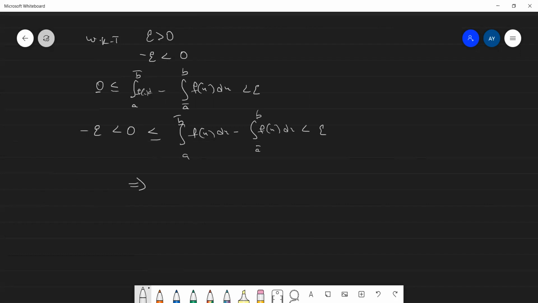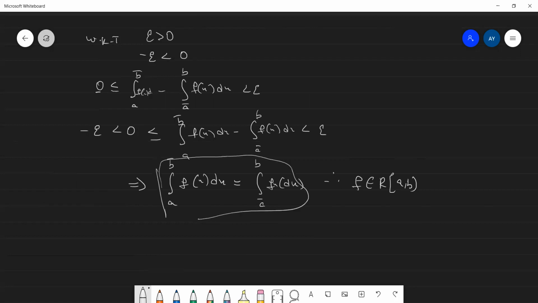So from this, what can we conclude? The upper integral of f(x) dx is equal to the lower integral of f(x) dx. Therefore, f belongs to R over [a, b]. How did we get this step? Because the integrals lie between minus epsilon and epsilon. So if you put that in equality form, the upper integral of f(x) dx is equal to the lower integral of f(x) dx. Okay. After this, we'll just end this session over here.